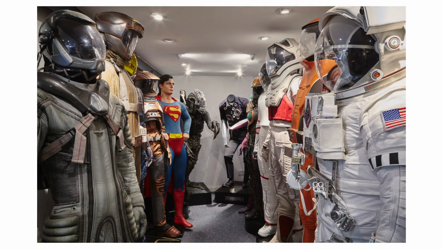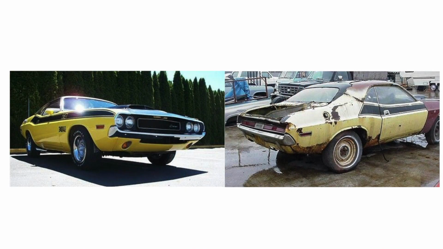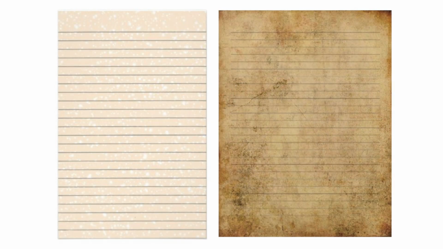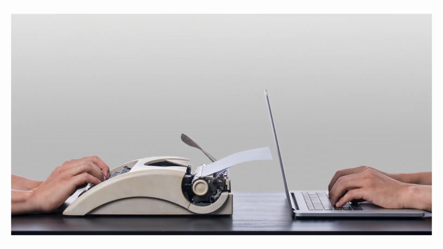Props and locations can also show age too. A shiny new car that is now old and worn shows time has passed. A crisp new document is now yellow and faded. When objectifying time, it's often helpful to use extremes to illustrate its passage.